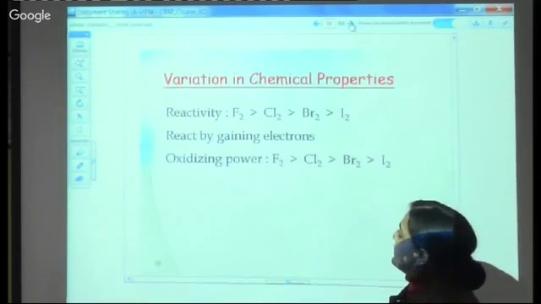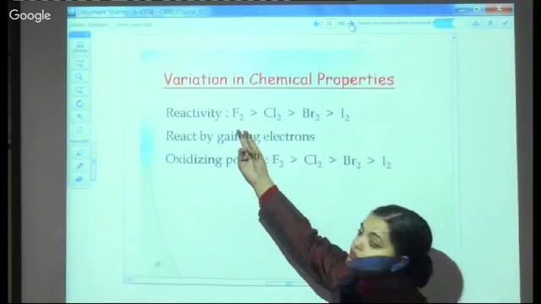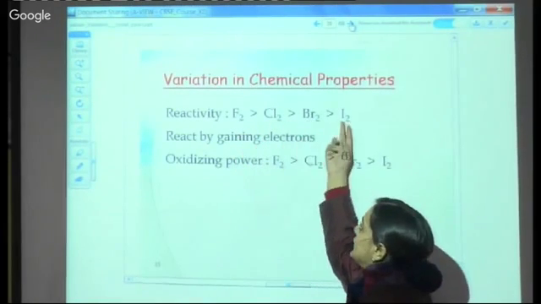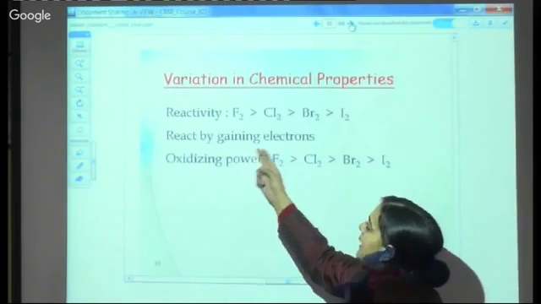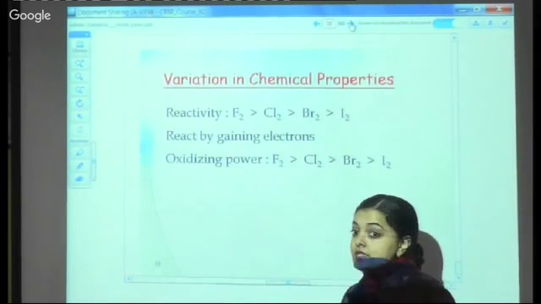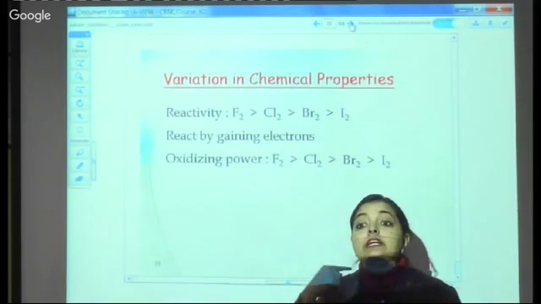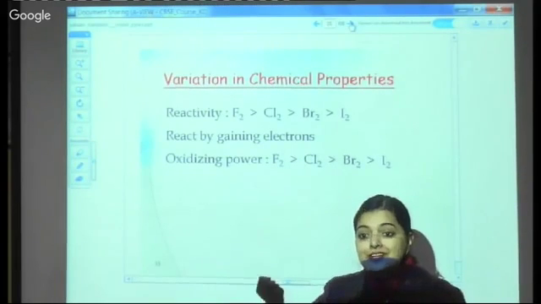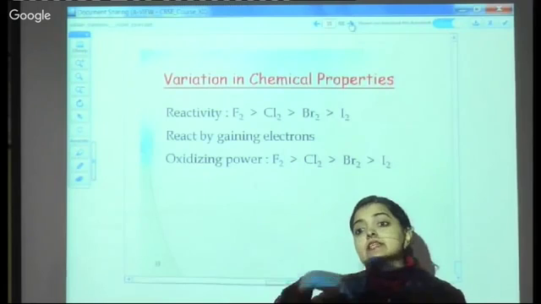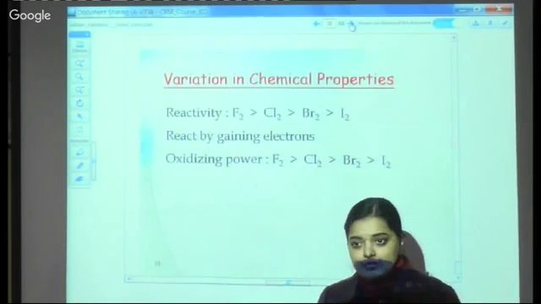Here we see the chemical properties. The reactivity is most for fluorine, thereafter chlorine, bromine and iodine. They react by gaining electrons. That is why I told you they have very good oxidizing power, they are oxidizing agents, because they reduce themselves and oxidize others. At the expense of it only, it happens.